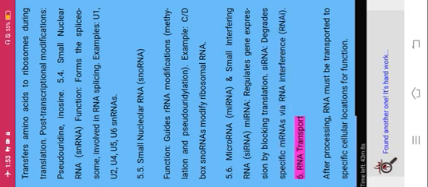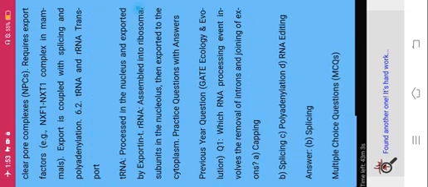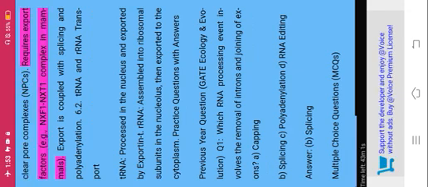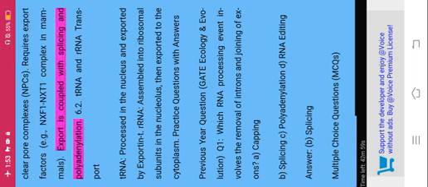6. RNA transport. After processing, RNA must be transported to specific cellular locations for function. 6.1. Nuclear export of mRNA is mediated by nuclear pore complexes (NPCs). It requires export factors, e.g., the NXF1-NXT1 complex in mammals. Export is coupled with splicing and polyadenylation.